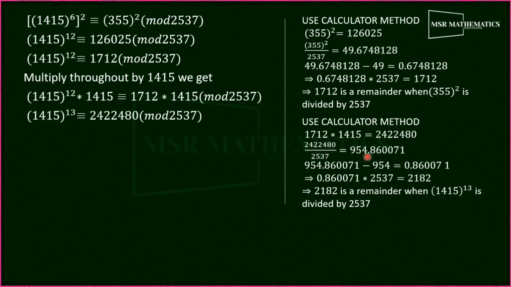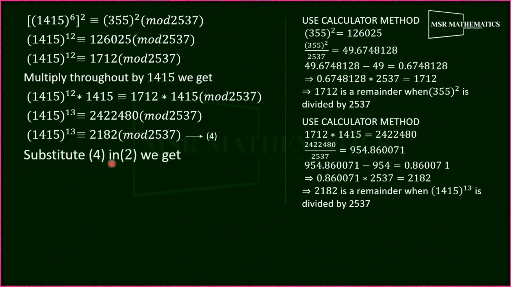We get a value of 954.860071. Next step, we subtract 954 from this value. We get a value of 0.860071. Next step, we multiply this value with 2537. We get a value of 2182. So we can conclude that 2182 is the remainder when 1415 power 13 is divided by 2537. So we can conclude that 1415 power 13 is congruent to 2182 under modulo 2537. Call this equation number 4.